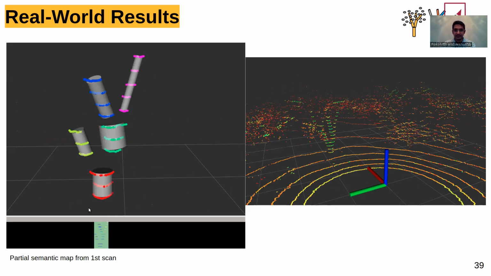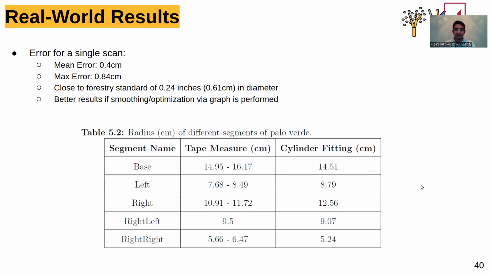We can see there's a main branch at the bottom, right branch as seen here, left branch, and then two additional branches coming out of the right side branch. And again, the results obtained from cylinder fitting or cylinder parameterization and tape measures were close to each other, with a mean error of 0.4 centimeters, less than half a centimeter, and a maximum error of 0.8 centimeters.